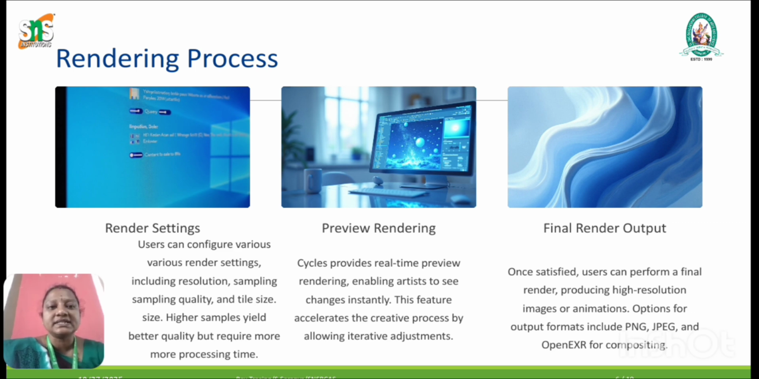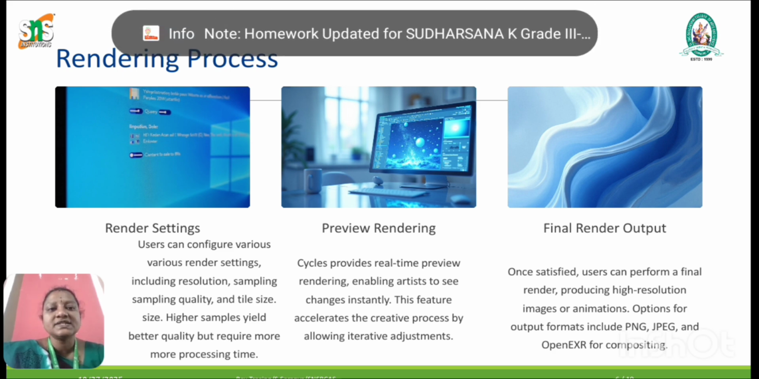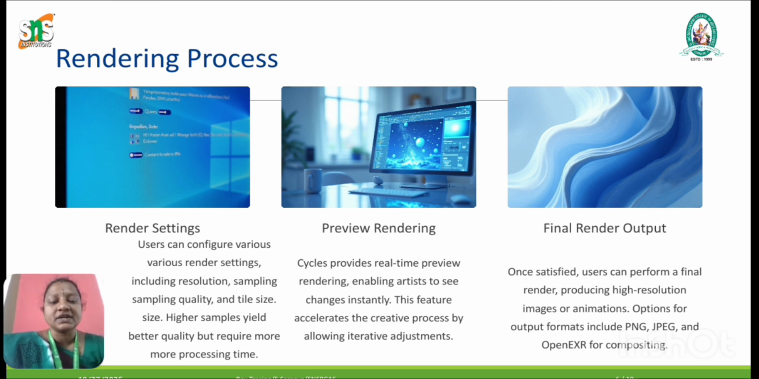Rendering process. For rendering a final output, we need to follow three steps. The first one is render settings. We need to configure various render settings, including the resolution, sampling quality and tile size. Higher samples yield better quality but require more processing time. Next, preview the rendering. The Cycles engine provides a real-time preview rendering, enabling artists to see the changes instantly. This feature accelerates the creative process by allowing iterative adjustment.